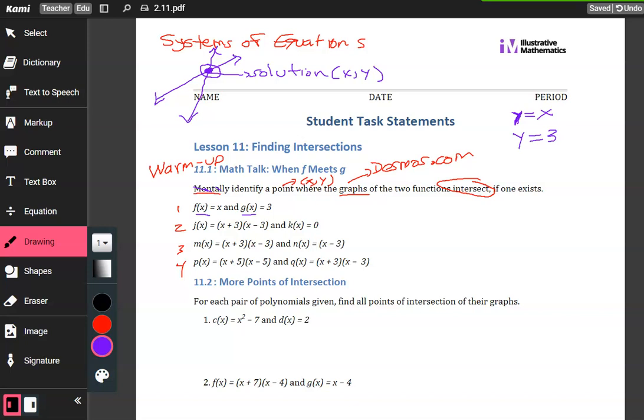If you want to know where they intersect, then you set them equal to each other. I'm going to say that again. When you want to know where two graphs intersect, you set the equations equal to each other. They're already equal to y, but if you set them equal to each other, a new equation is created, x equals 3. This means that the graphs are going to cross at x equals 3.